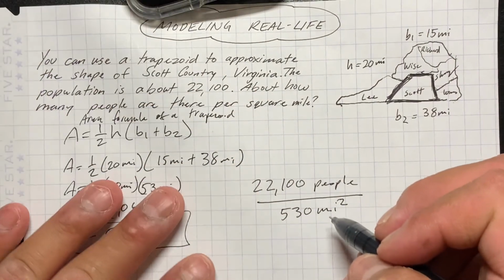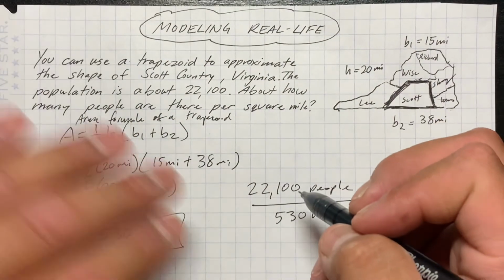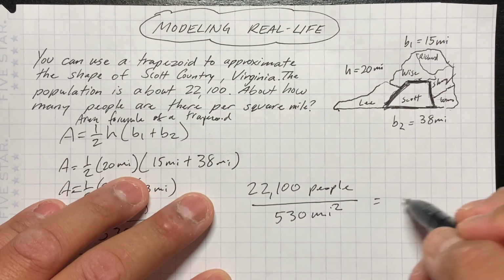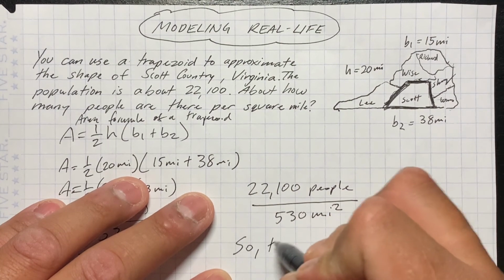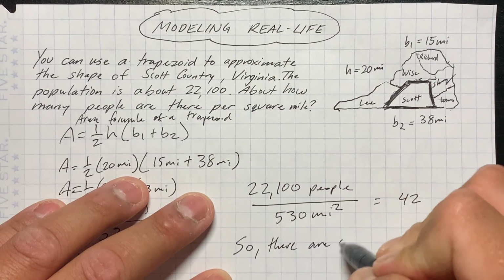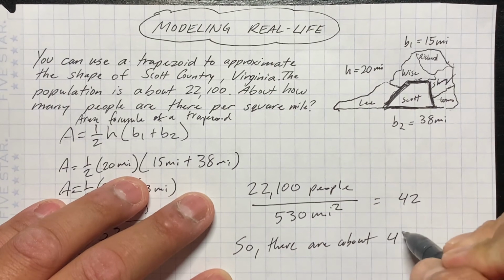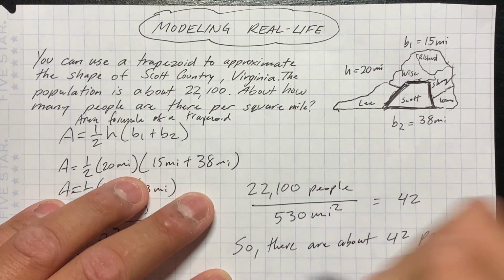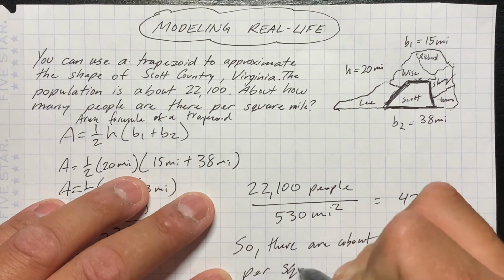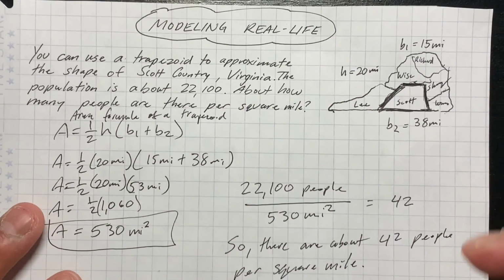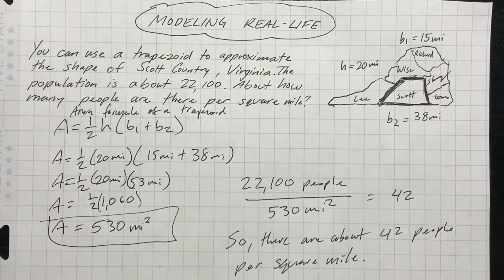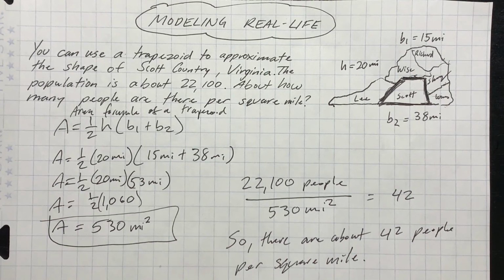So we'll just say this is 42. There are about 42 people per square mile. All right, there you guys go, and that's what we had to do. We took it a step further because we had to find out how many people there are per square mile.